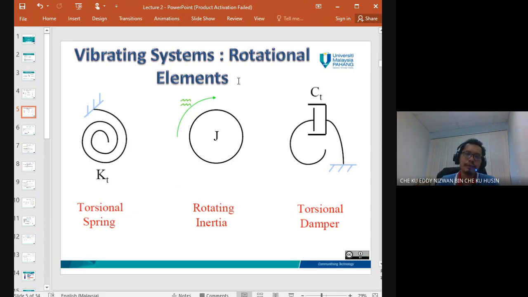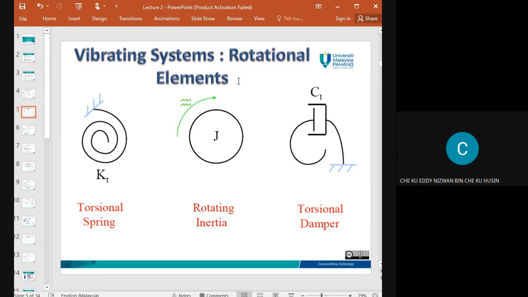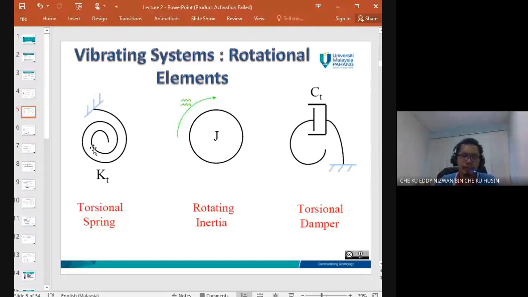This one is for the rotational or torsional elements. It relates to rotational motion or torsional vibration. If you have a mass, a disc, attached to the model, we use these symbols. This one is for the torsional spring, so we use KT.